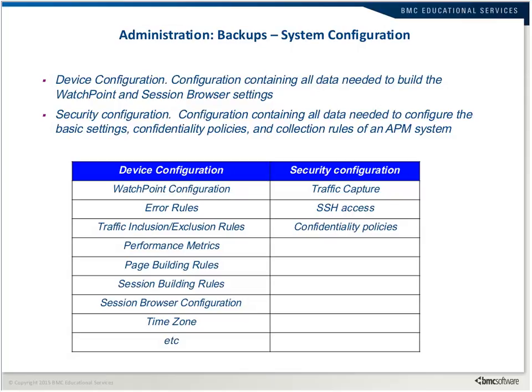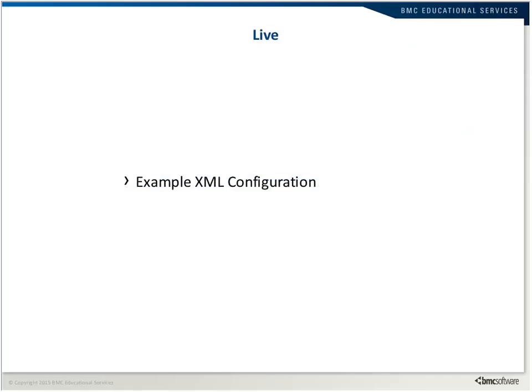Now, if I export that, I can export it in two different ways. I can download the device configuration or the security configuration. What it's going to do is pull out the relevant bits for each of those. The device configuration is obviously watch points, errors, performance metrics, and all that stuff. Whereas the security config is just traffic capture, whether it's on or off, SSH, whether it's on or off, and the confidentiality policies, right? So the control over what actually gets written to the database. So it's important to have both if we're going to play with that. Okay, so yeah, none of that.